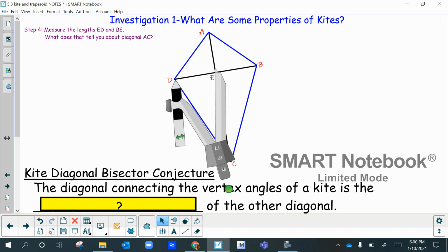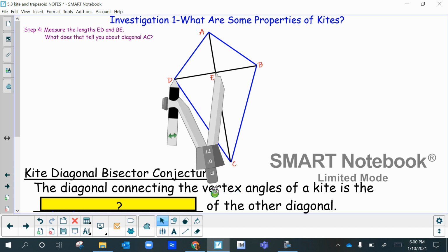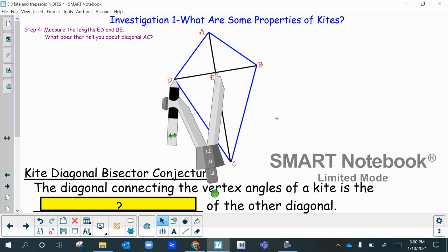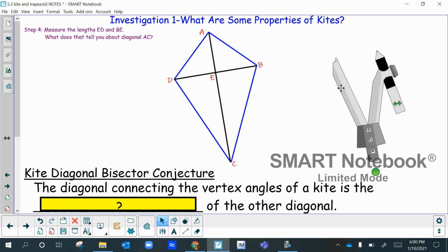And technology doesn't allow me to do that. So let me try it one more time. Let me just swing it over that way. Yes, look at that. Okay, just swinging it over left and right. They are identical. So let's get our pencil and let's mark that this side is congruent to this side.